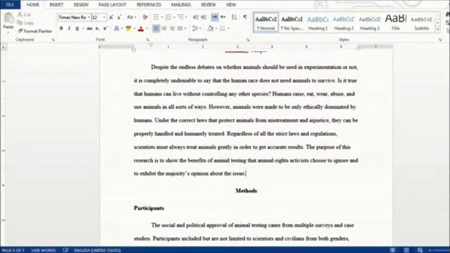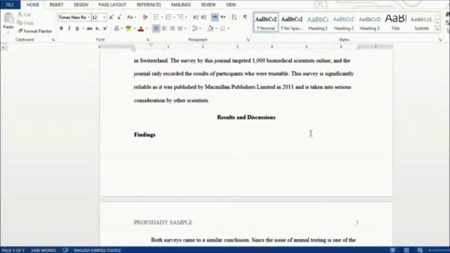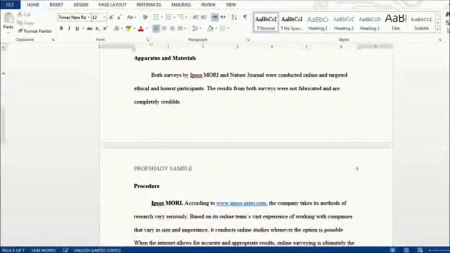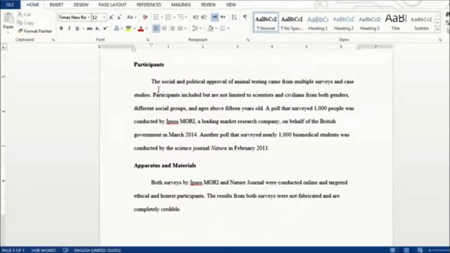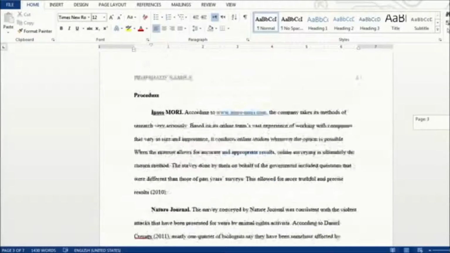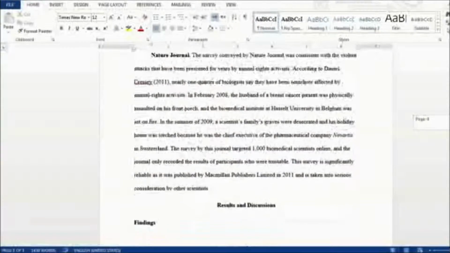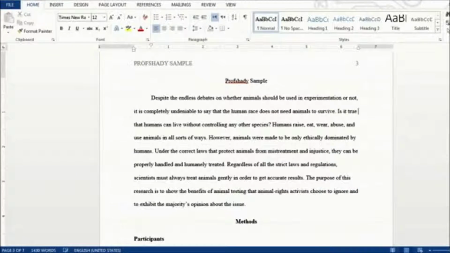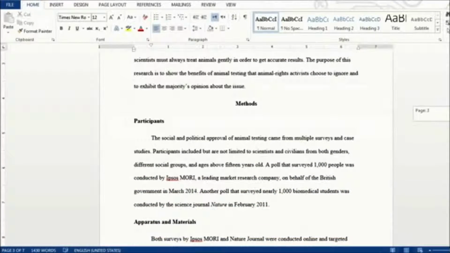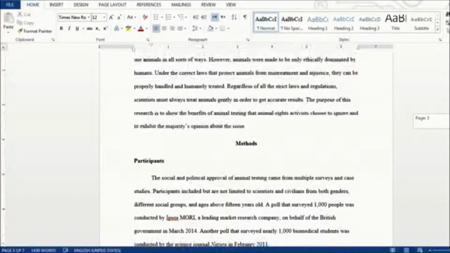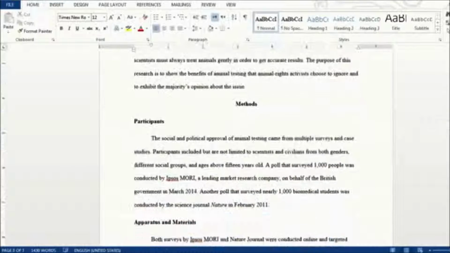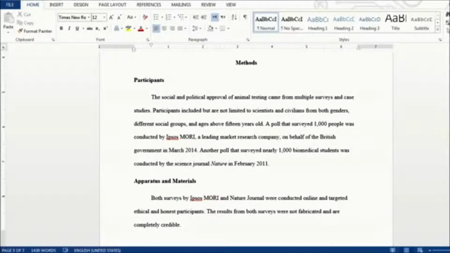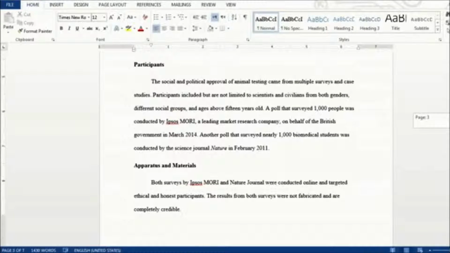And then you move on to your methods and your results and discussions part of the research. The methods should include participants and apparatus and materials and a procedure. Okay, so in this research we were asked to see if animal testing is a need in the scientific field or in scientific experimentations. And in this research we came to a conclusion that yes, it's important, and that's why we have two surveys that show the importance of animal testing.